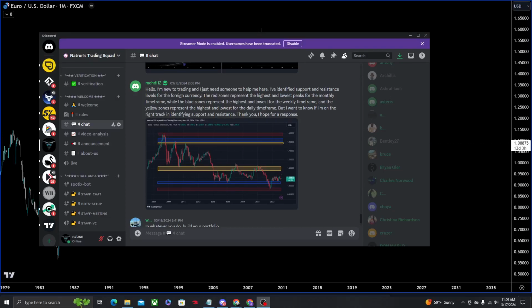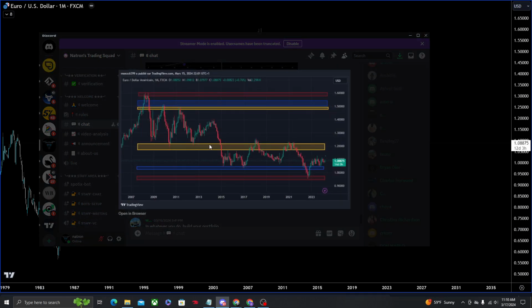We have a member in the chat that is looking for some guidance on support and resistance. They shared this chart and they want to know if they're on the right track, and I believe they are. They obviously know how to spot support, highs, and lows, and just creating this chart and sharing it with the chat, you are definitely on the right track. Continue it.